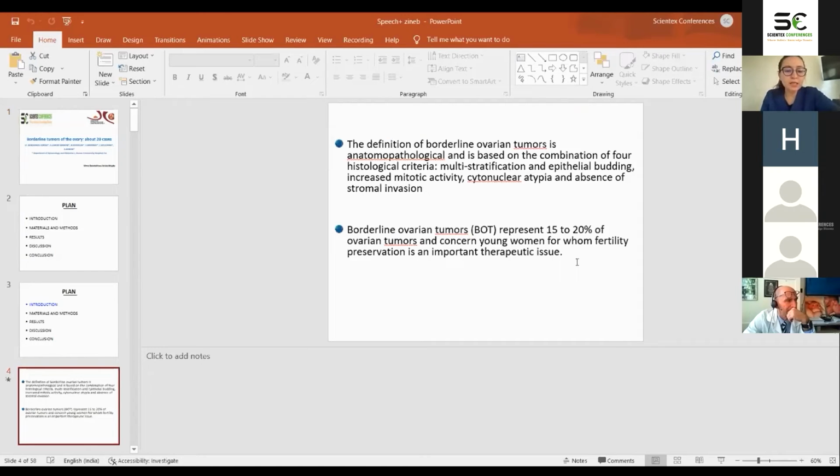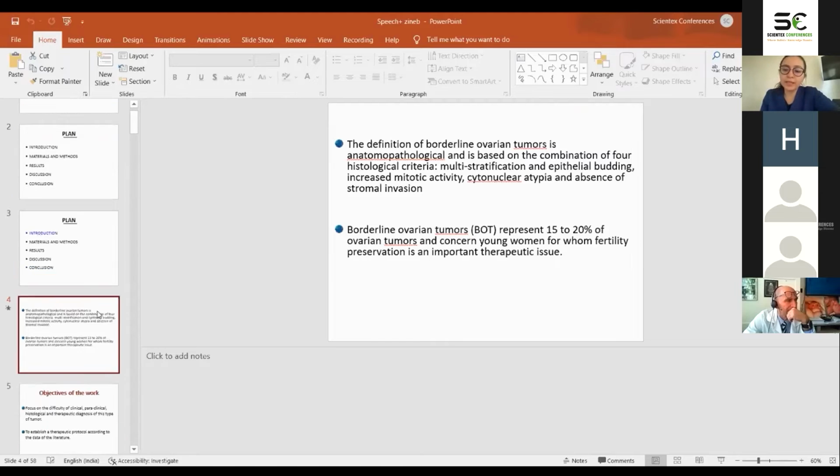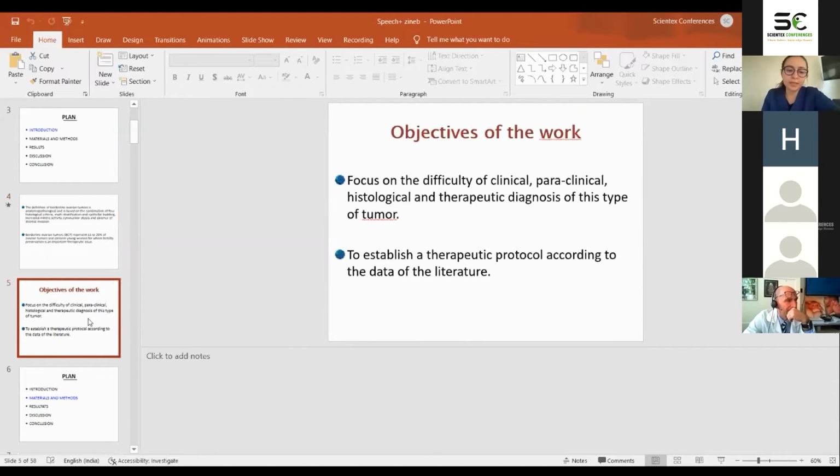Our work has as objective first to analyze the epidemiological aspects of the tumors of the granulosa of the ovary, then to study the clinical, paraclinical, and histological characteristics, to describe the therapeutic and evolutionary methods, and finally to study the prognosis factors.